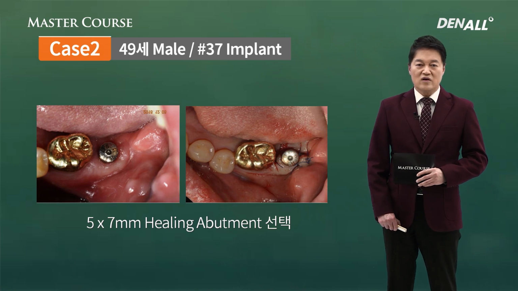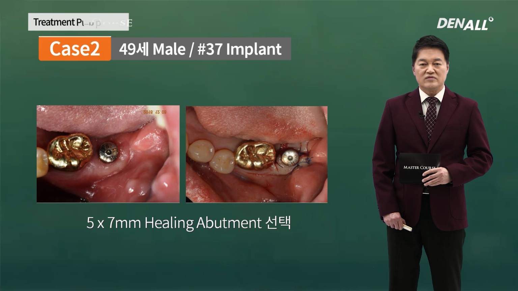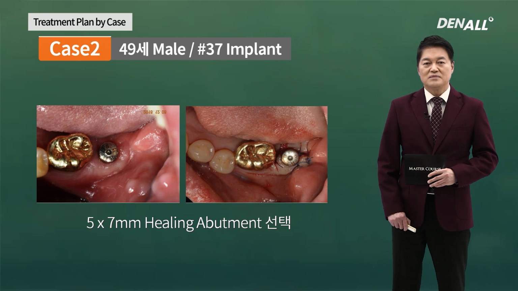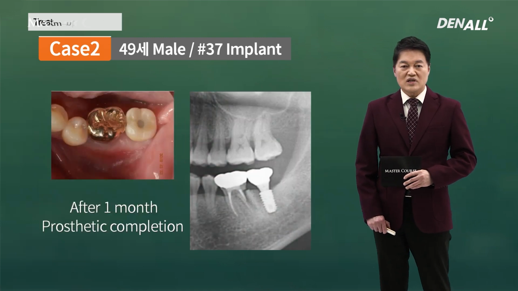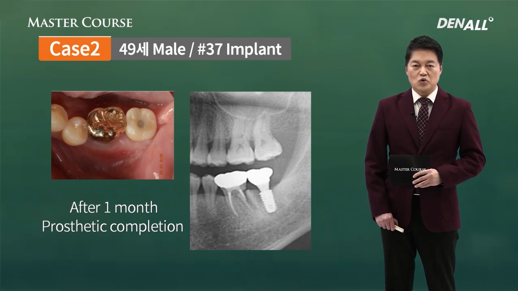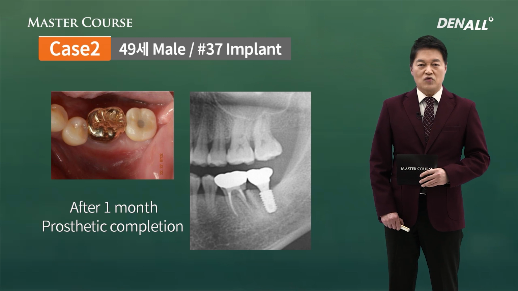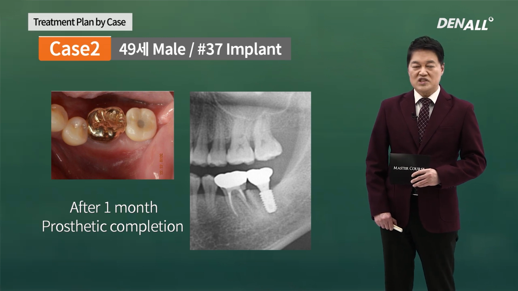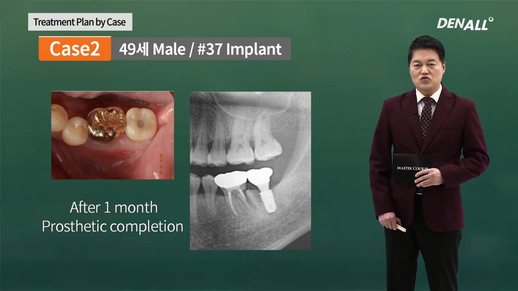For the healing abutment, you need to consider the size of the final abutment. So a 5 by 7 millimeter healing abutment was chosen. After 1 month, I took an impression and the prosthesis was delivered. You can see that the implant was placed in the desired position and direction, so the implant hole position is at the center.